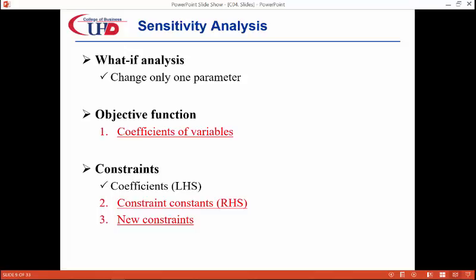In today's discussion, I will show you how to do the sensitivity analysis on three issues, which are highlighted on these slides. First, I will check objective function coefficients. Second, I will work on constraint constants. And the last one, I will work on the new constraint.